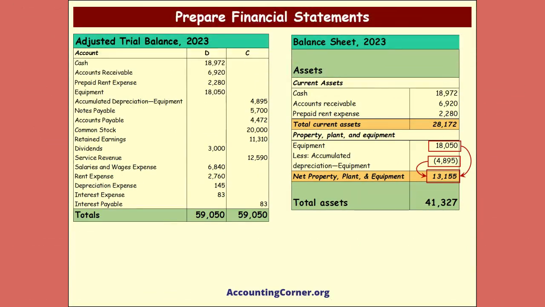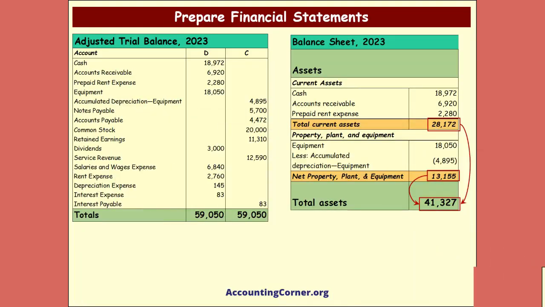The cost of equipment, minus accumulated depreciation, will give us the total net value of the long-term assets, which on this balance sheet is only property, plant, and equipment. There are no other long-term assets captions. Total assets on the balance sheet are equal to the sum of current and long-term assets.